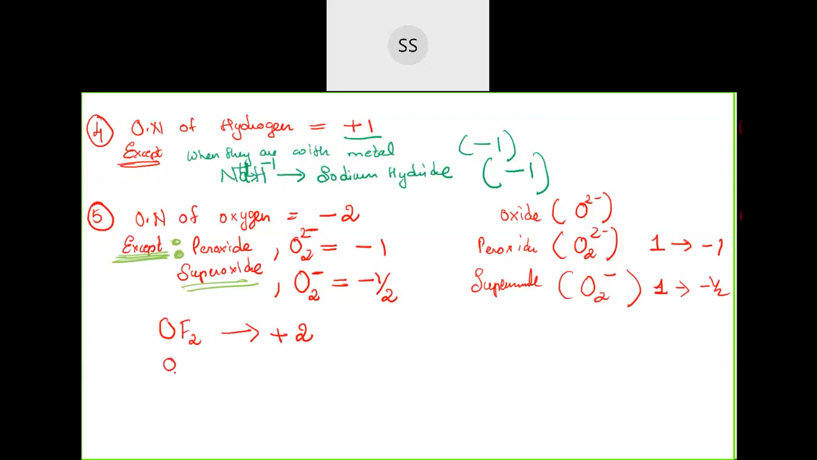Like that only, if peroxide also combines with fluorine, like this, O2 with F2. Peroxide means it is O2 2 minus. If it combines with fluorine, which is minus 1, when you cross this, you will get O2F2. In that case, the oxidation state of oxygen will be plus 1 for each oxygen. So again, this is another exceptional case when they are with fluorine.